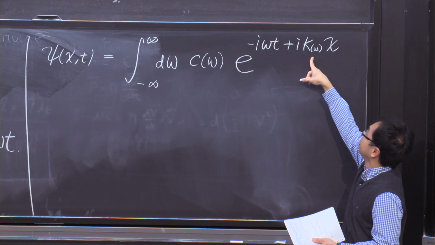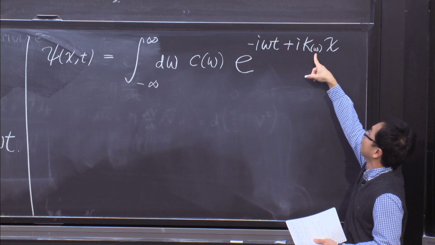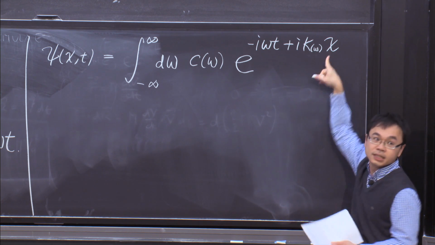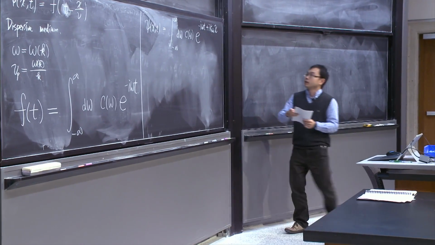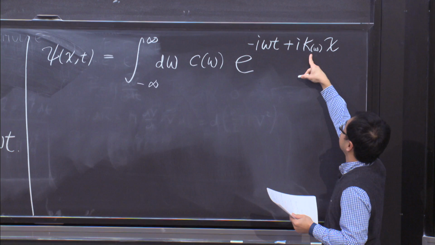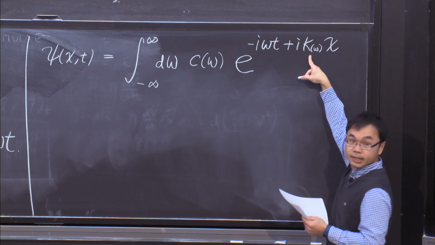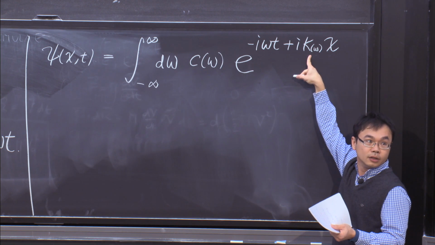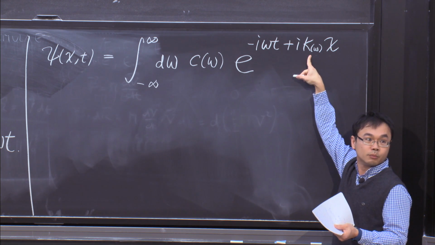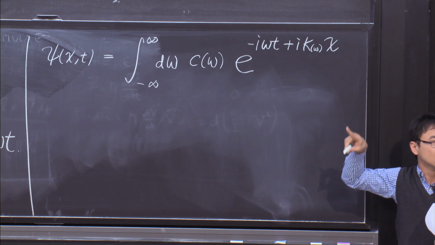And why do I write k as a function of omega here? It's because they are going to be traveling at the speed of omega over k, right? Therefore, I need to actually put k here. And this k is actually not an independent parameter. It's actually a function of omega.